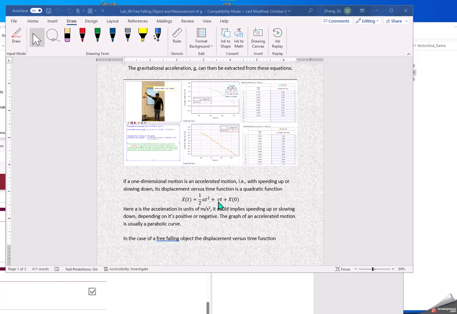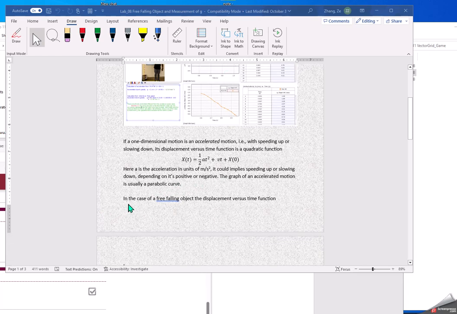Contrast this with the initial velocity v, which could be positive or negative relative to the direction chosen, and also this is the initial position. Here acceleration has units of meters per second squared, and it implies speeding up or slowing down depending on whether it's positive or negative. The graph of accelerated motion is usually a parabolic curve.